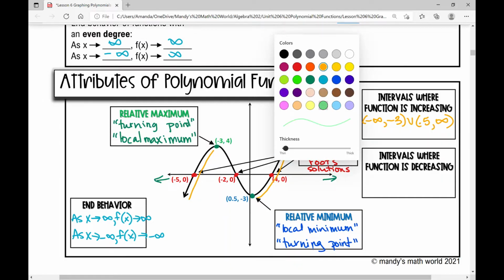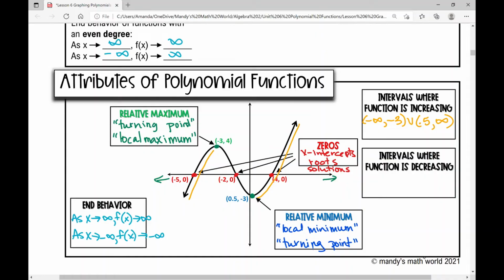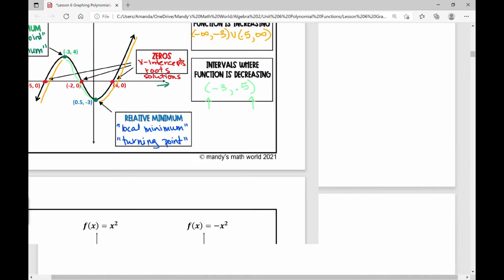Let's look at where the function is decreasing. It's decreasing in this interval right here, which is from negative 3 to 0.5. I know that looks like an ordered pair, but it's not. At that relative maximum and that relative minimum, we can't say that it's doing anything at that specific point. It's neither increasing nor decreasing. So we want to make sure that we use parentheses and not brackets.